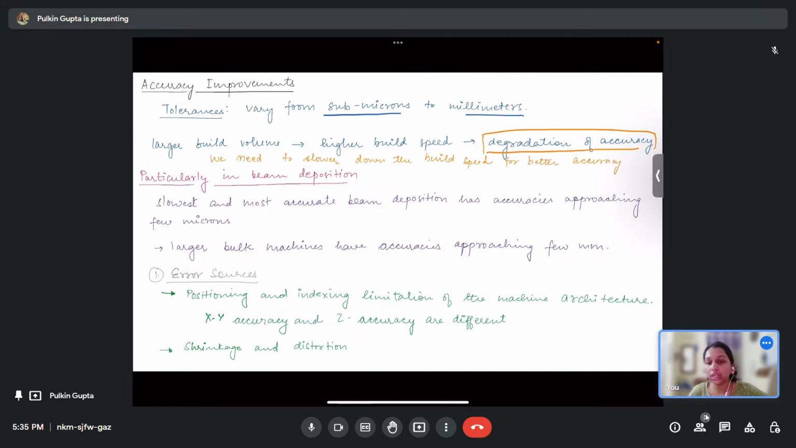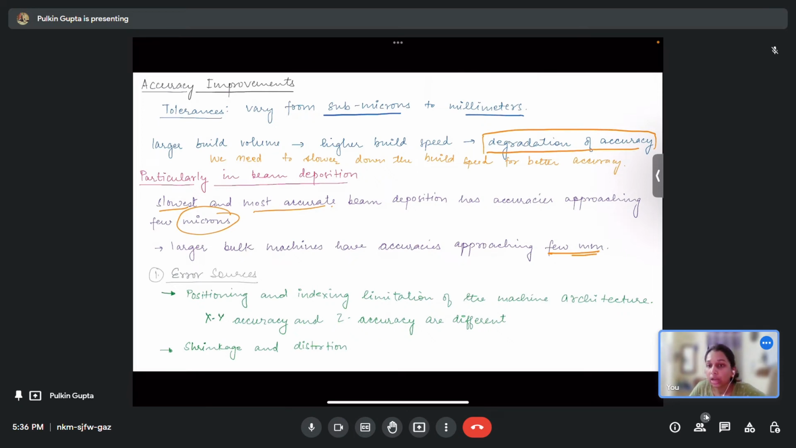Now particularly in beam deposition kinds of processes, the beams that are the slowest are the most accurate, with accuracies approaching a few microns. When the beam has a slow deposition rate and moves very slowly, melting and fusing each part, the accuracies are very good, to a few microns. But large bulk machines which work at a higher deposition rate have low accuracy, of a few mm only.